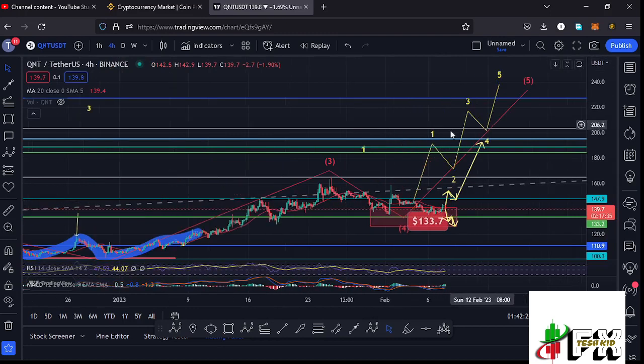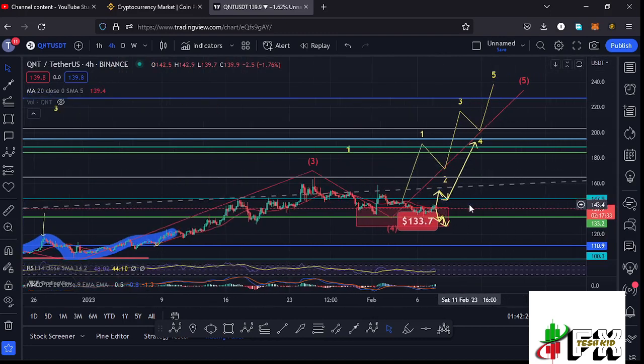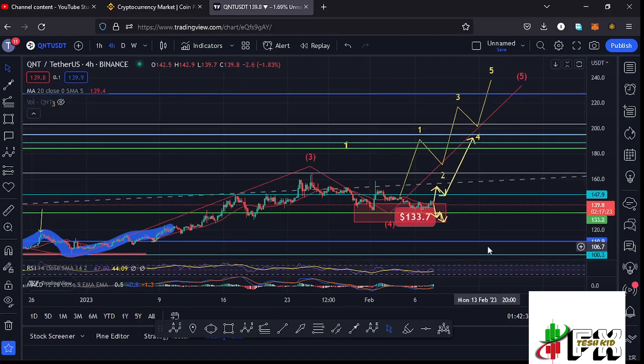So let's be patient and see how that plays out. Continue watching the 20-day MA, continue watching the key area of resistance at around the $147.9 mark, and on the worst case scenario, continue watching the key area of support at around the $133.2 mark. And that's the update for Quant.